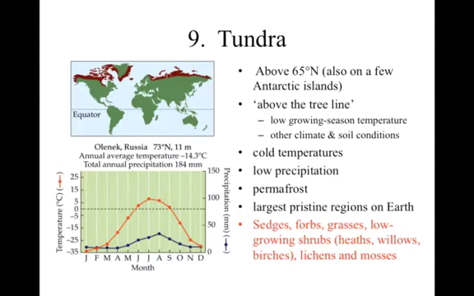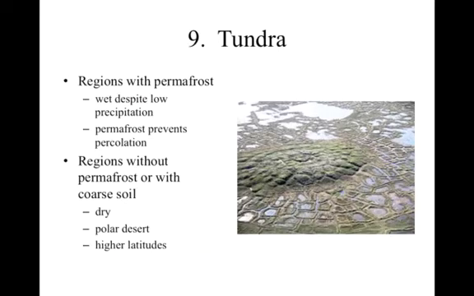It shouldn't be surprising. It's hard to grow much up there, so people haven't really gotten up there and done too much. They tend to be dominated by sedges, forbs, grasses, low-growing shrubs, heaths, willows, birches, lichens, and mosses. Nothing really big because they've got that permafrost and that low amount of precipitation. So regions with permafrost are actually wet despite their low precipitation, and again, that's because that permafrost prevents percolation of the water out. The water just sits there, so even though you're not putting a lot in, you're also not removing a lot. Regions without permafrost or with coarse soil tend to be dry.